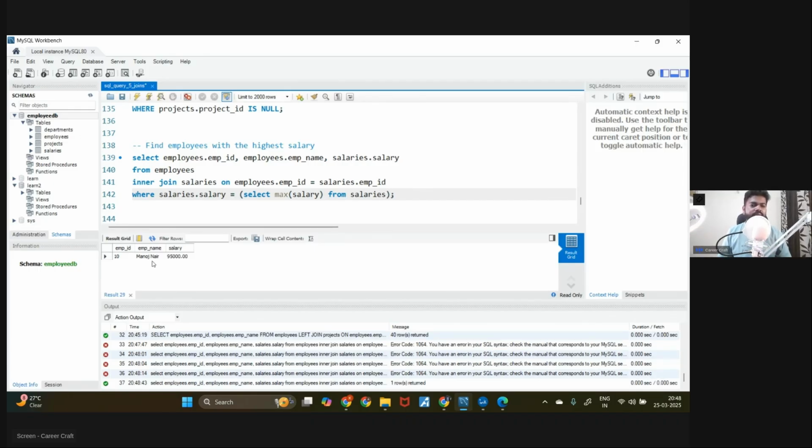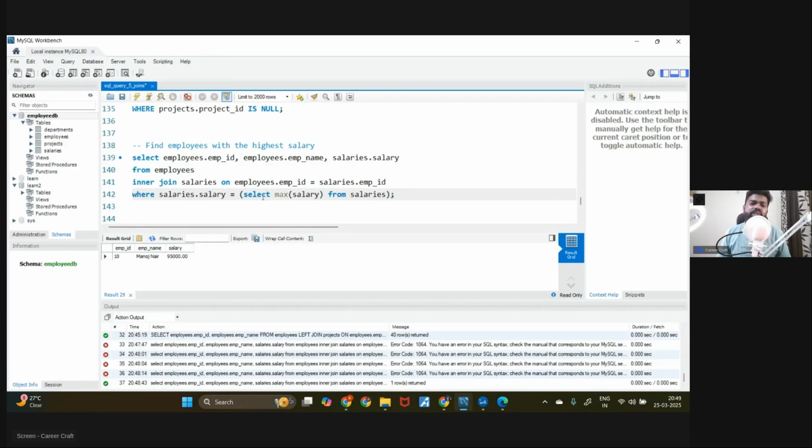So that is Manoj Nair. Right. Simple. So Manoj Nair is the person who has the highest salary. So this is something that you have to do.